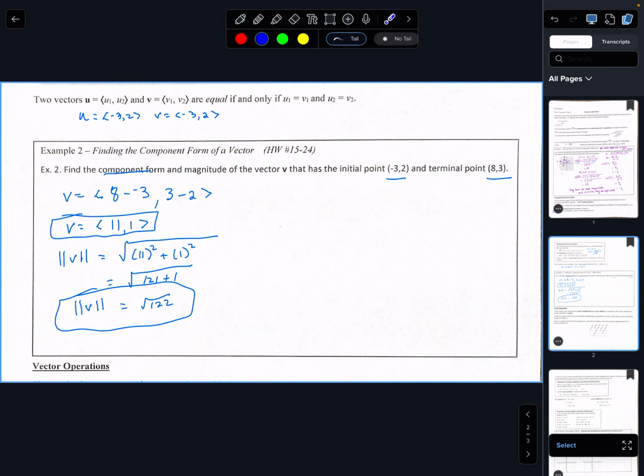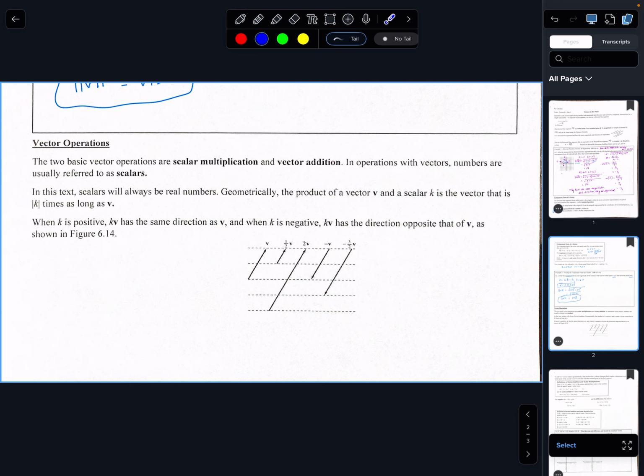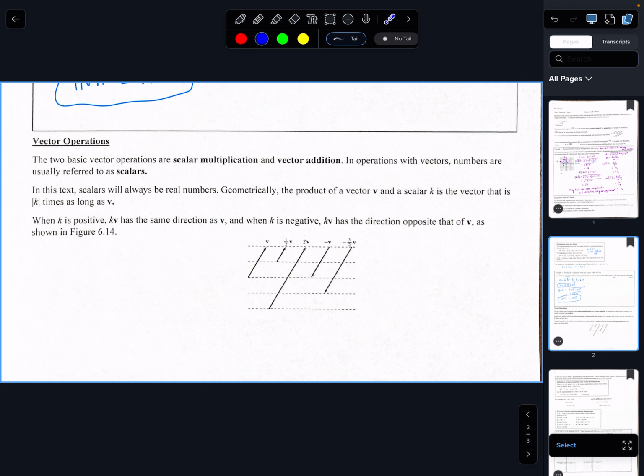Are you talking about this? That indicates it's component form. Yep, that's component form.